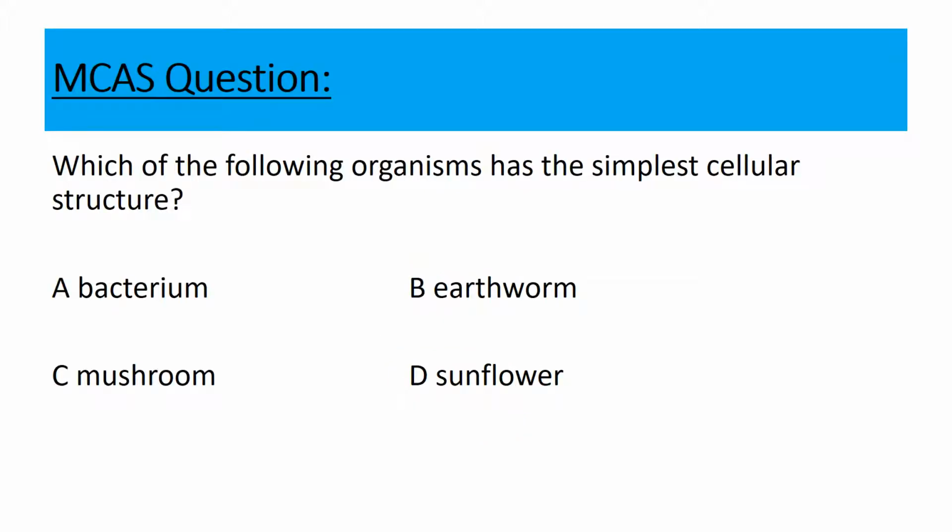Let's look at some MCAS questions about prokaryotes. Which of the following organisms has the simplest cellular structure? A, bacterium, B, earthworm, C, mushroom, D, sunflower. Well, a bacterium is a prokaryote, and we said that the simplest living things are prokaryotes, so the answer is A. And maybe the most interesting thing about this question is that these other organisms are probably things that you don't think of as complex or complicated. Earthworms, mushrooms, sunflowers, but compared to bacteria, these are very complex organisms.